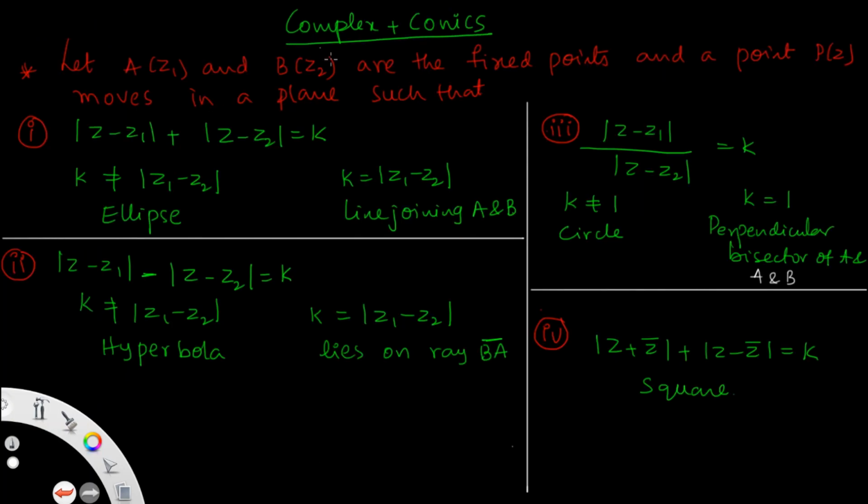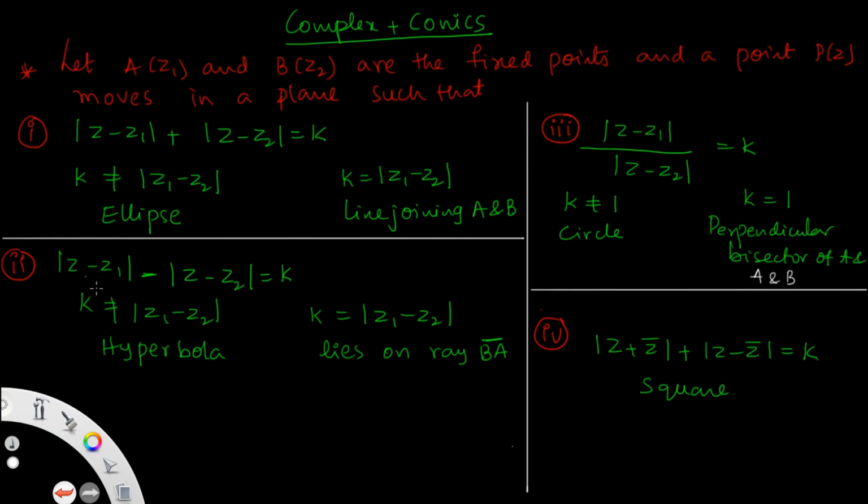And then go to the complex plane conics, where A is Z1 and B is Z2, the fixed points, and P, that is the locus P of Z, moves in a plane such that, in the form mod of Z minus Z1 plus mod of Z minus Z2 equal to K. If K is not equal to mod Z1 minus Z2, then it becomes an ellipse. If K equal to mod Z1 minus Z2, then it becomes the line joining A and B.